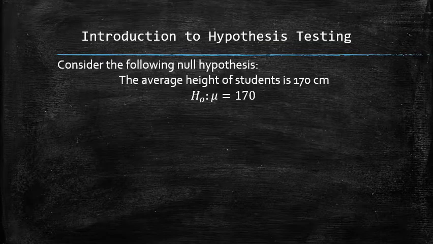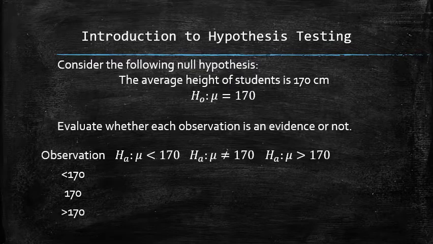Consider the following example in which the null hypothesis assumes that the height is 170 centimeters, and we're going to evaluate whether a particular observation is evidence or not for different alternative hypotheses. If the average height of a sample is less than 170, then it is interpreted as evidence against the null hypothesis in left-tail, two-tail, but not the right-tail test.